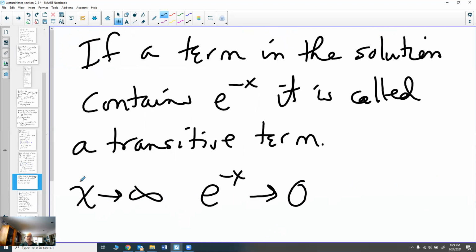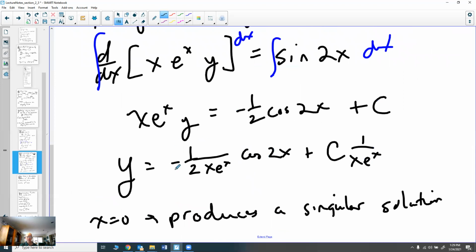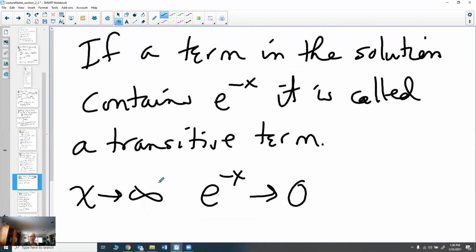Okay, if a term in the solution contains e to the negative x, it is called a transient term. So coming back here to the one we just finished, if I were to write this with e to the negative x, get the e to the x to the bottom, this is a transient term, and so is this xc term. So both those are transient terms. What that means is that as x goes to infinity, e to the negative x goes to 0.